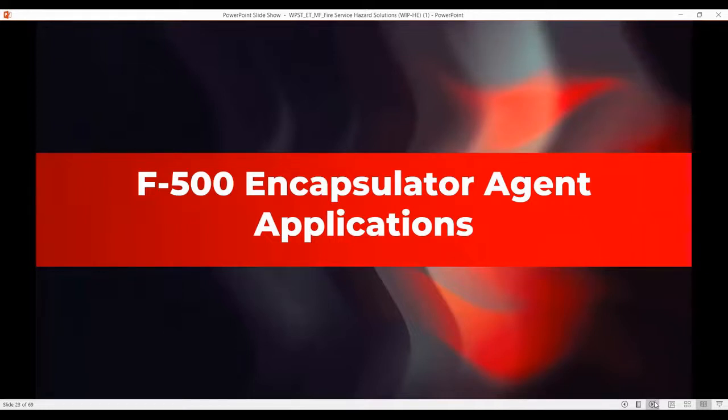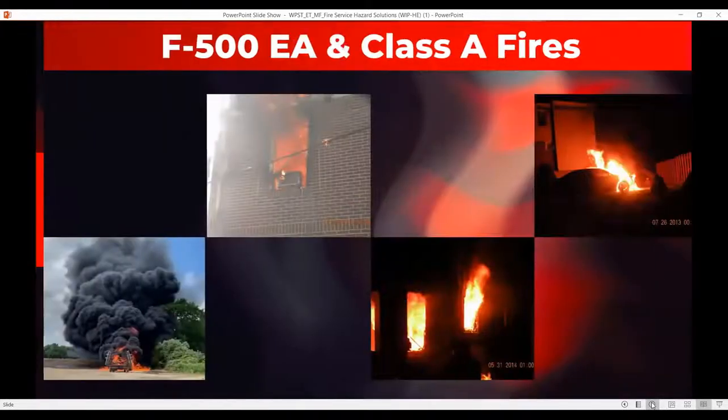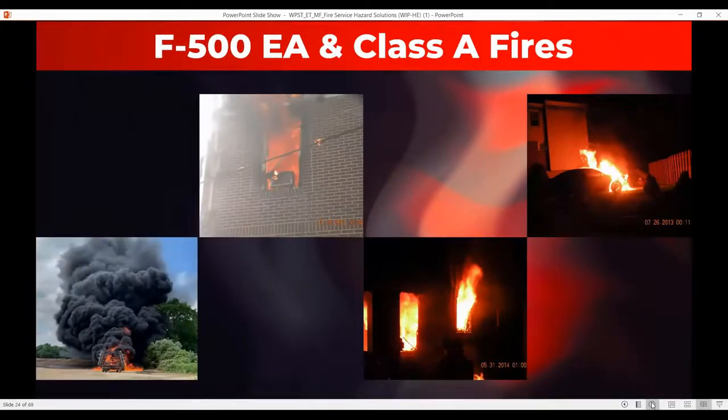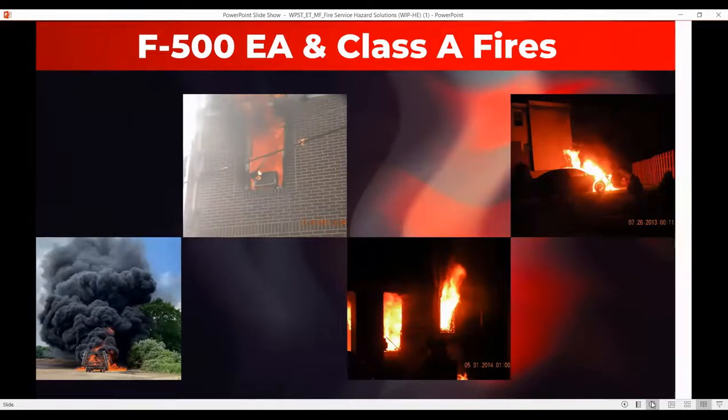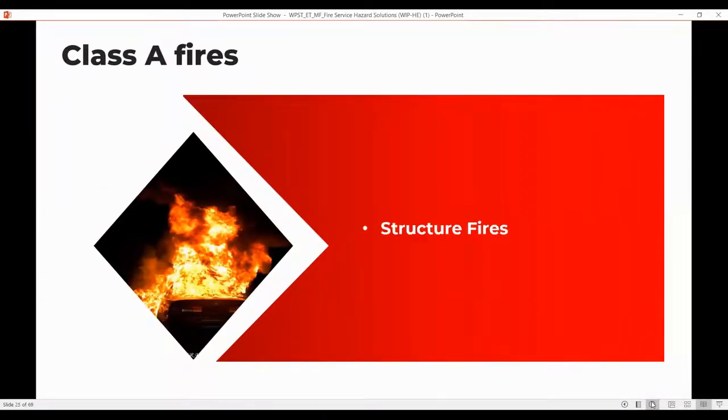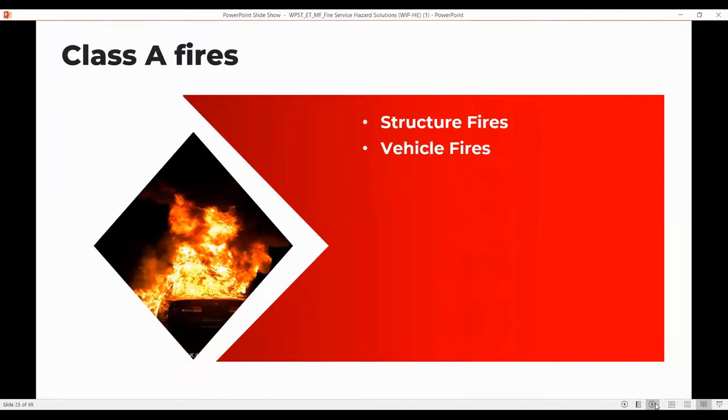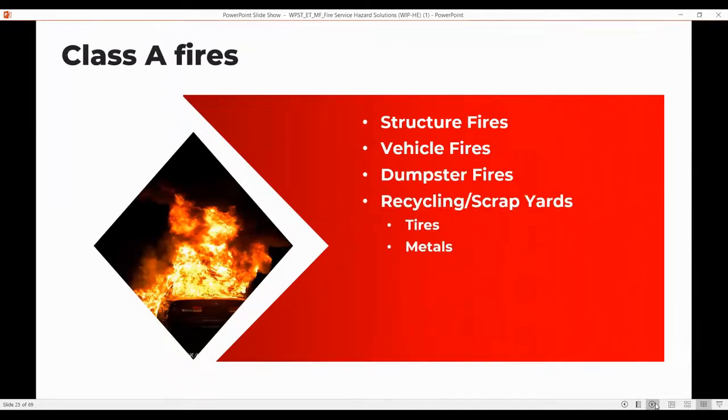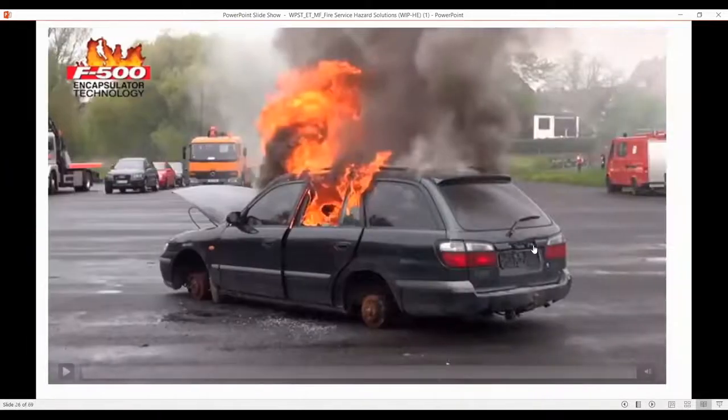Now that we've gone over what an encapsulating agent is, the benefits, and what it's doing to the fire tetrahedron, let's look at some of the various classes of fires and how it can give us benefits. When we look at Class A fires, we're talking about basic structure fires, vehicle fires, dumpster fires, stuff involving scrap or recycling facilities like tires and metals, and deep-seated fires, be that silos or, in some rural areas, bundled hay, straw, and cotton.